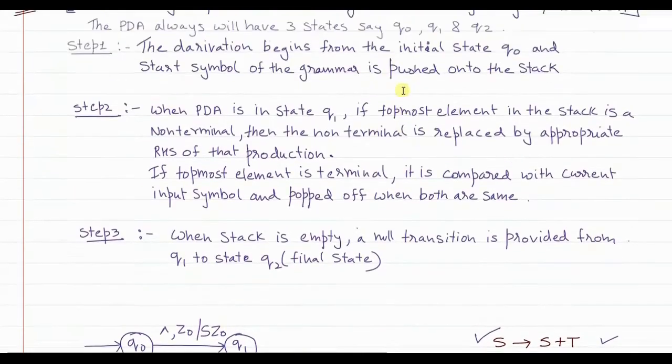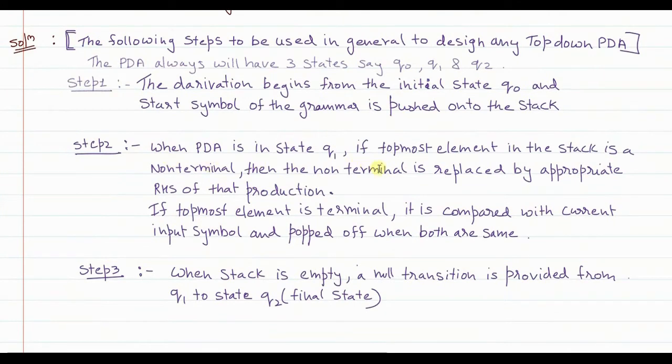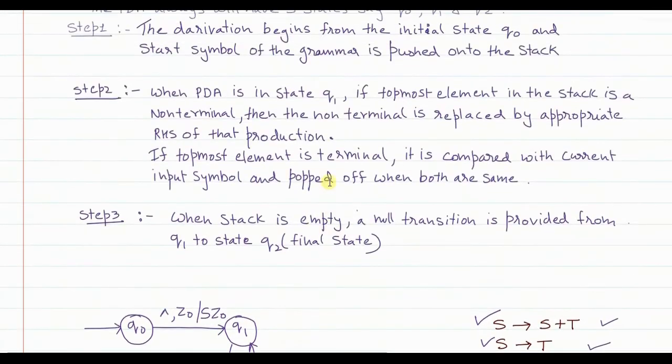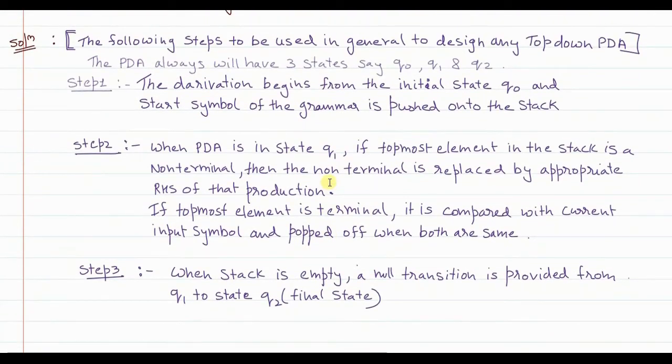Fine. So in step 2, what we have done is, if the topmost element of the stack is a non-terminal, then the non-terminal on the top of the stack is replaced by the appropriate right hand side of that production, and that's why S was replaced with either S plus T or T. So we got these two transitions, and T was replaced with either T into A or A. So we got these two productions. Okay, so this finishes the first case, where the topmost element is a non-terminal.